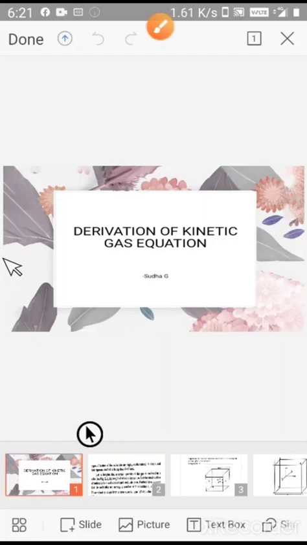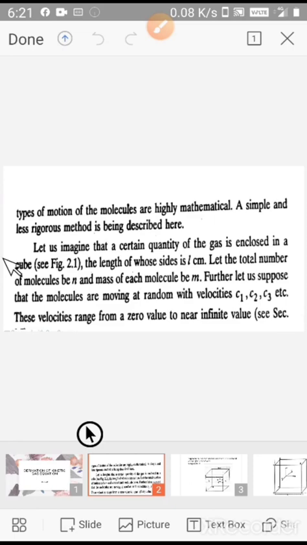Now we will discuss the derivation of the kinetic gas equation. In a previous lecture, we did the postulates of kinetic gas theory. From those formulations and assumptions, we will derive the kinetic gas equation. Several methods have been proposed for calculating the gas pressure from kinetic theory of gases, but they involve numerous mathematically rigorous formulas. Here we will discuss a very simple mathematical formulation, and it is simple.